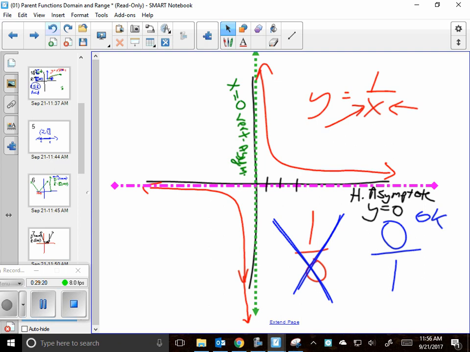Okay, vertical and horizontal asymptotes. So what's the y-axis? It's where x equals 0. What's the x-axis? It's where y equals 0. And those are the vertical and horizontal asymptotes.